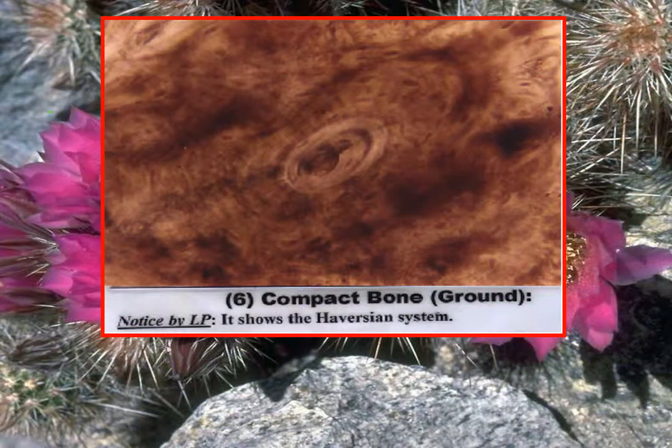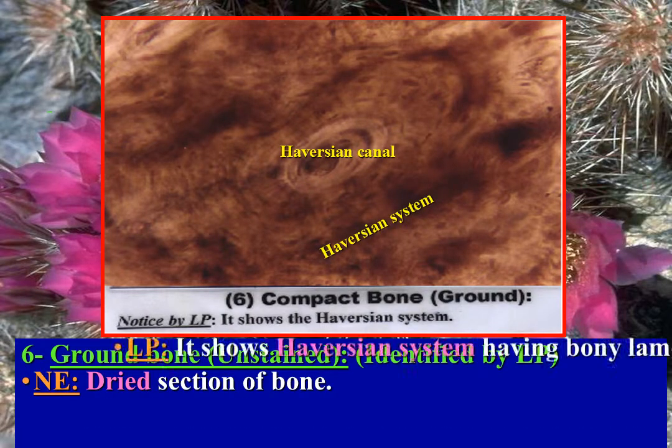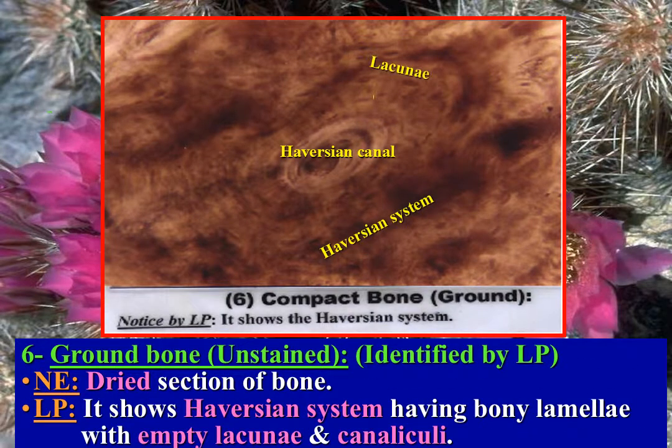Transverse section of ground compact bone, unstained. It shows the Haversian system formed of Haversian canal surrounded by lacunae connected together by canaliculi, all filled with air and appearing black.